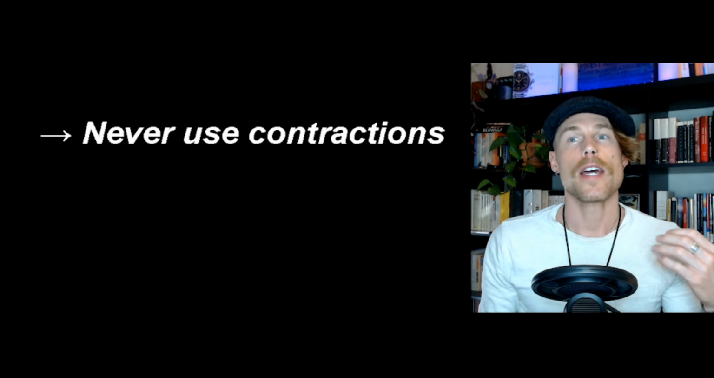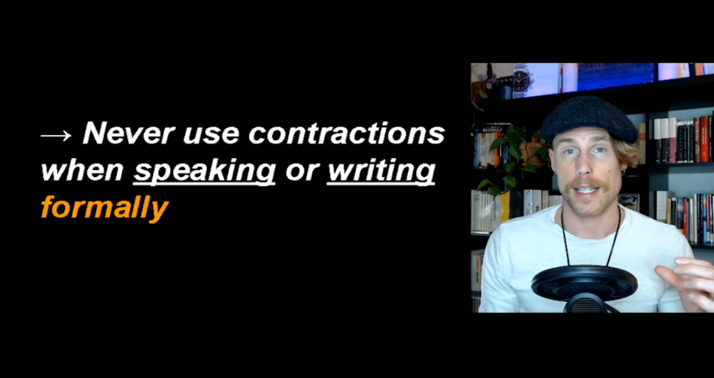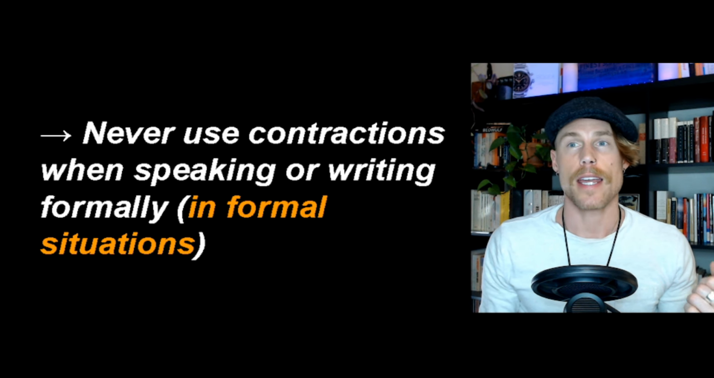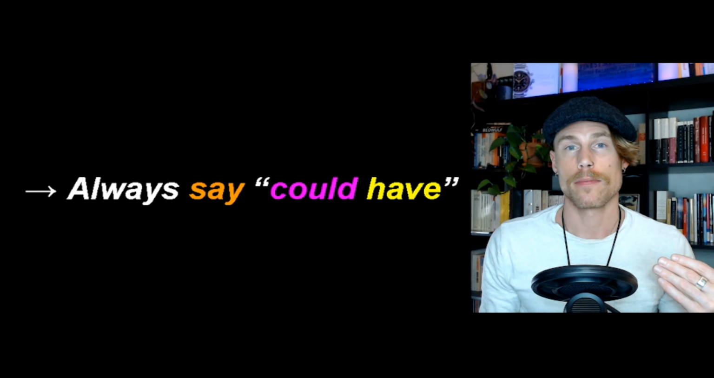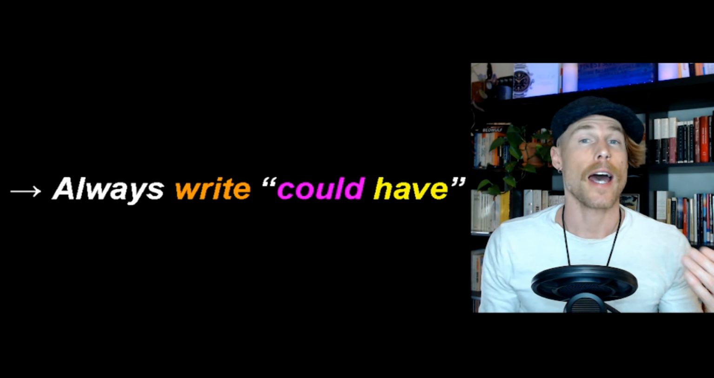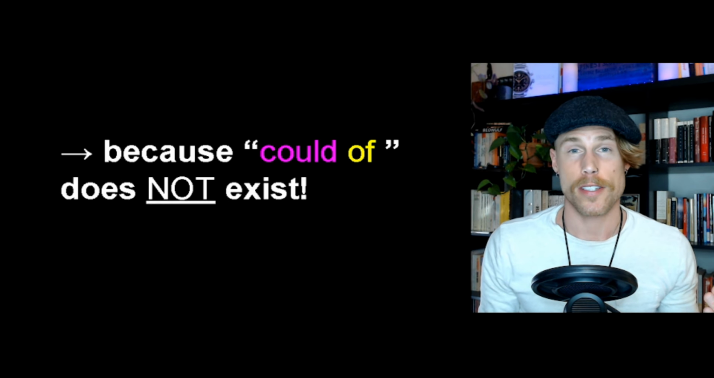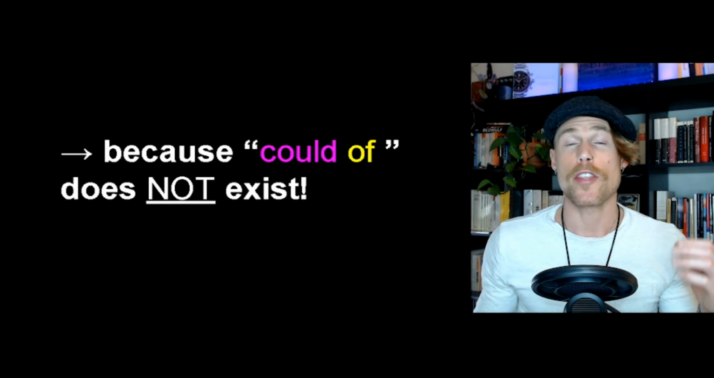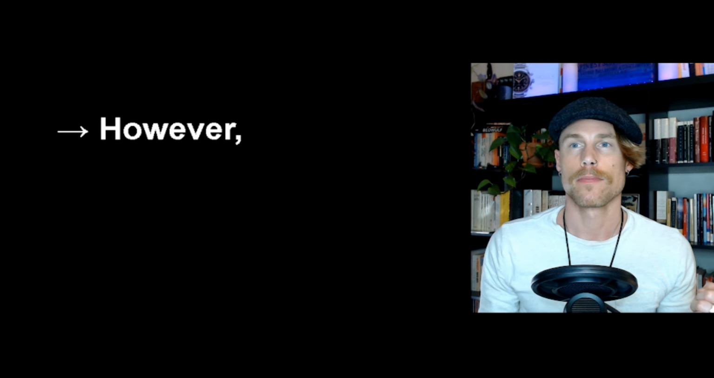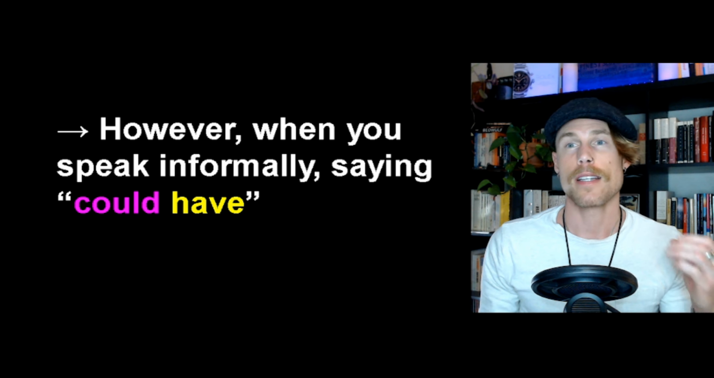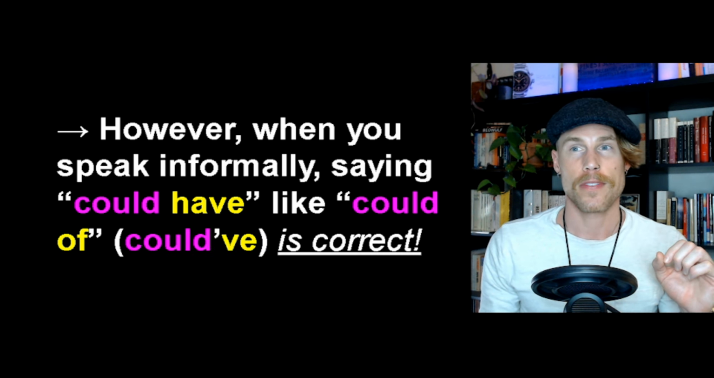Why? Never use contractions when speaking or writing formally. This means in formal situations. Always say could have. Always write could have. Because could of does not exist in grammar, and the abbreviation could've is only for informal situations. However, when you speak informally, saying could've is correct.